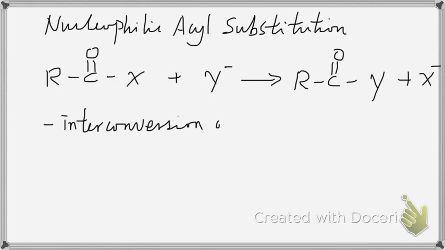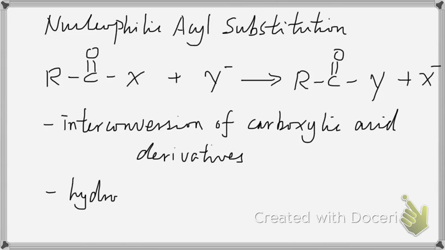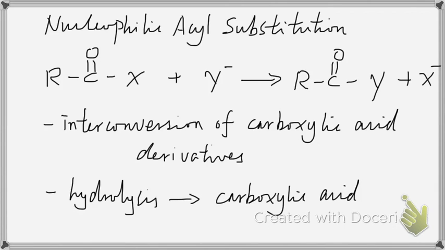And the nucleophilic acyl substitution is used for the interconversion of acid derivatives. Okay, we can convert one acid derivative to the other through this reaction. And all the carboxylic acid derivatives can be hydrolyzed to carboxylic acid through this acyl substitution.